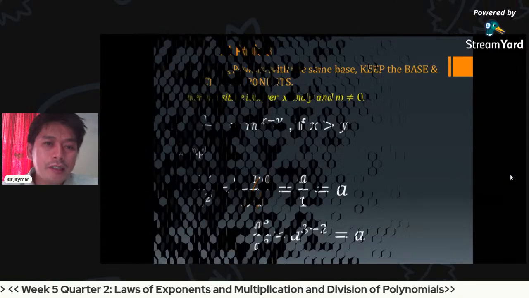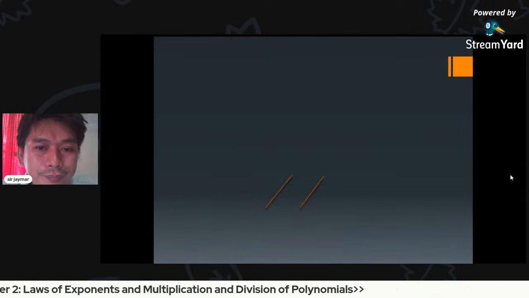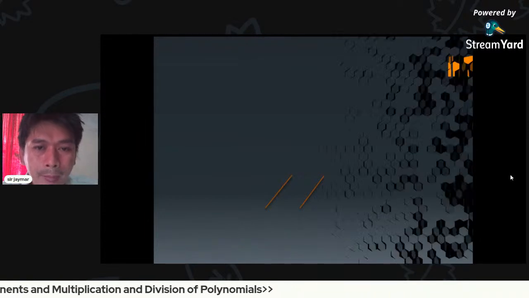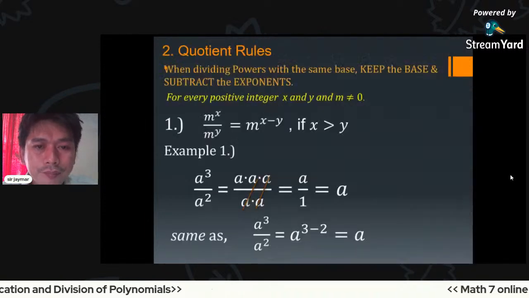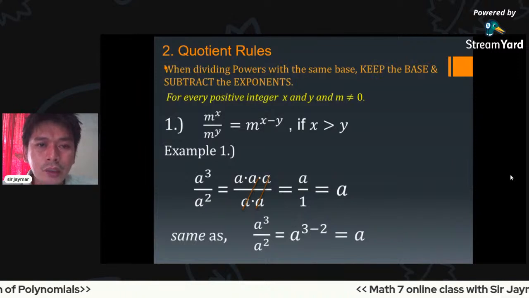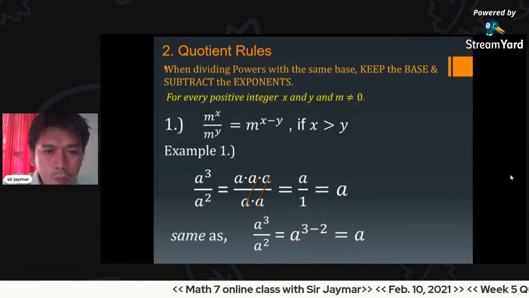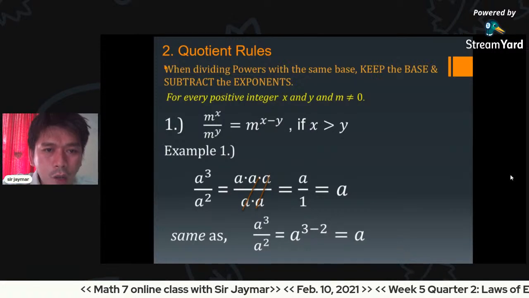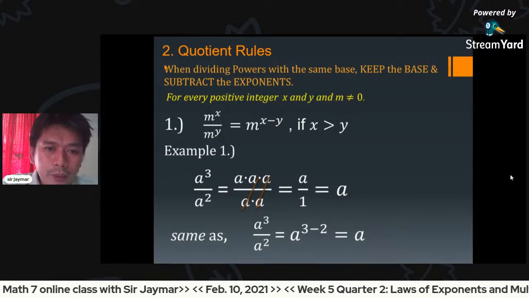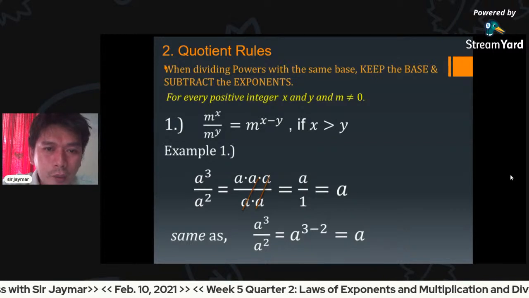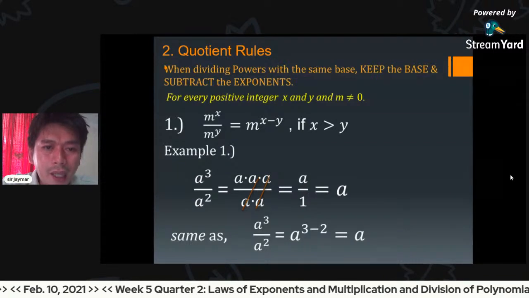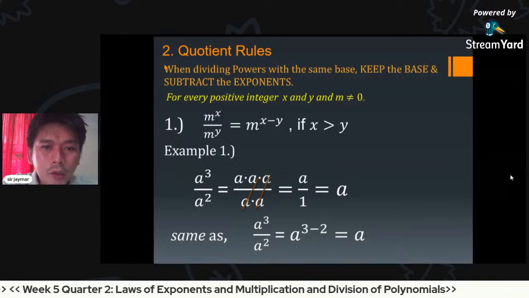Okay, this is the example of the quotient rule. Number 1: a cubed divided by a squared. How many times will a cubed be expanded? Three times, so a times a times a, divided by a squared, which will become a times a in the denominator.